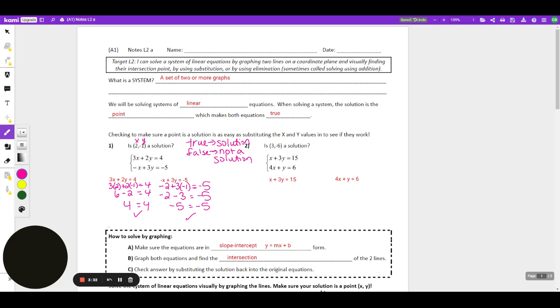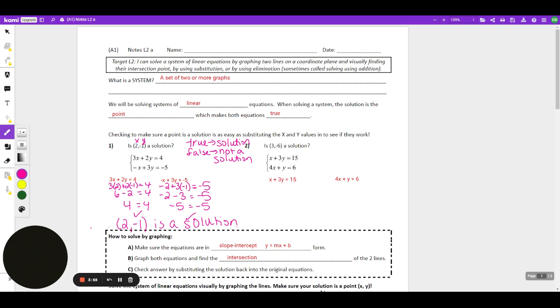Now that I can see that 4 equals 4 and negative 5 equals negative 5 both give me true statements, then I can say that (2, negative 1) is a solution.